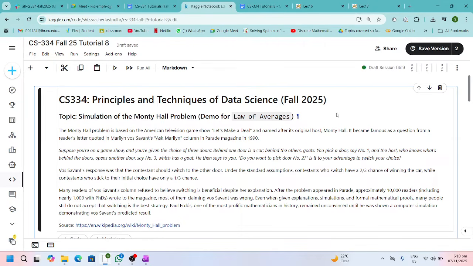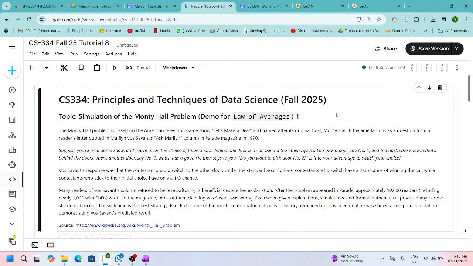So let's recall the Monty Hall problem. Suppose you're on a game show and you're given a choice of three doors. Behind one door is a car, and behind the other two, there are goats. Now, suppose you pick door number one, and then the host, who knows what is behind each of the three doors, will open one of the two remaining doors, and the host will always open a door behind which there is a goat.